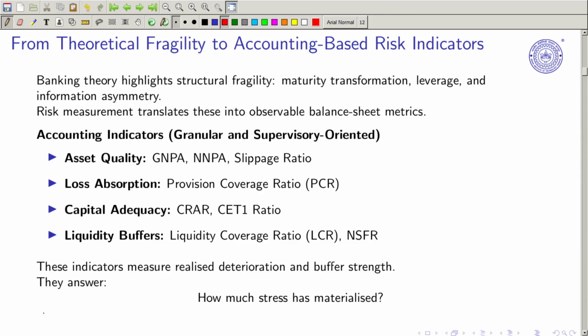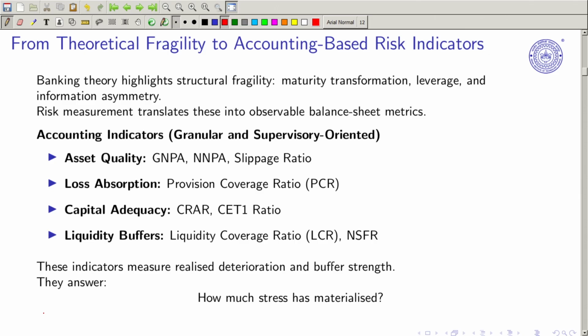We touched upon two angles, the Diamond-Dybvig angle and also the risk side. From accounting-based indicators, if you look at the balance sheet, can we get measures derived from balance sheet metrics that are linked with maturity transformation, leverage and information asymmetry? So for asset quality, we have GNPA, net NPA, slippage ratio. For loss absorption, we have the provision coverage ratio. All these things we'll be discussing. I may not be able to recall everything.